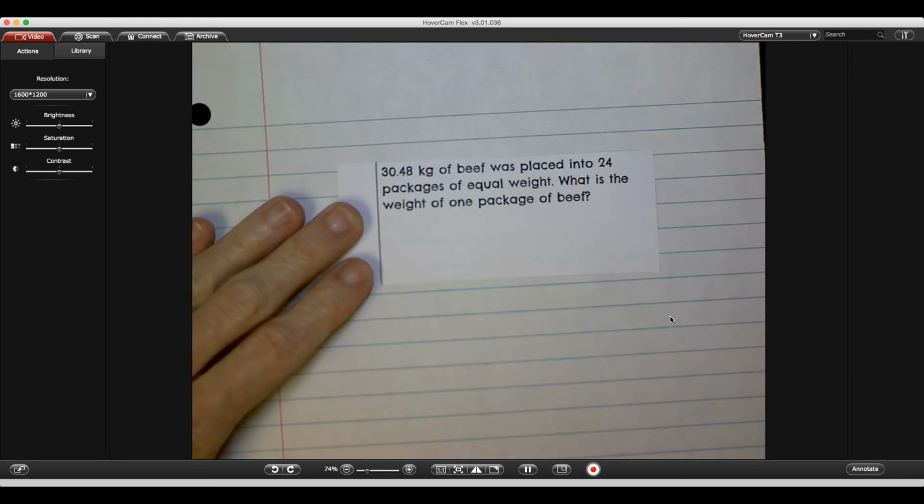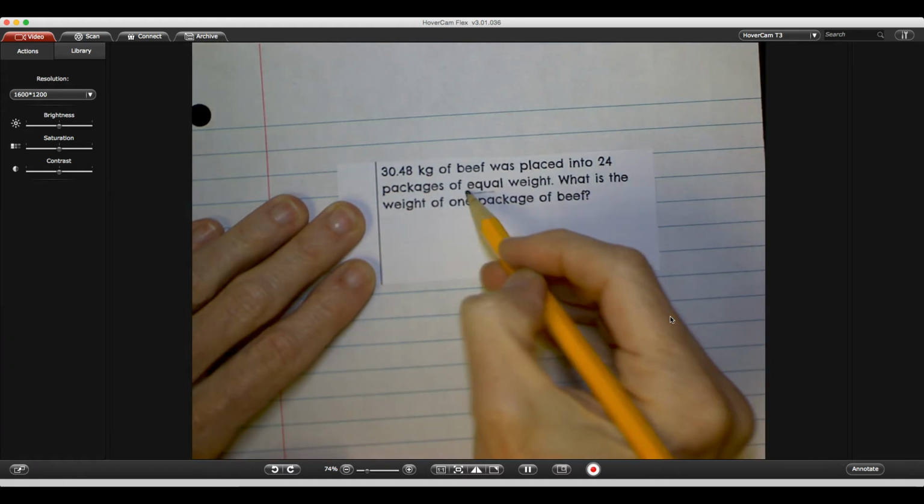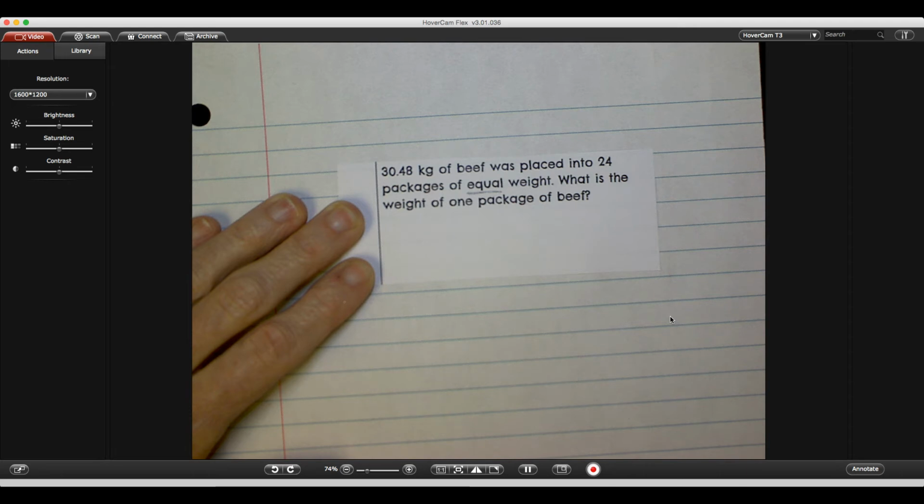This question tells us that 30 and 48 hundredths kilograms of beef was placed into 24 packages of equal weight. What is the weight of one package of beef? Equal is a big clue that we are dividing. So when we're dividing, I have to ask myself silly questions.